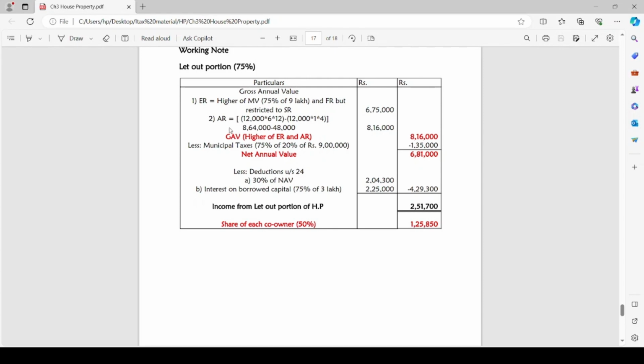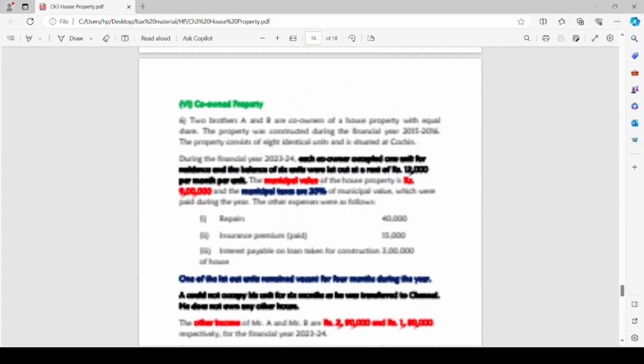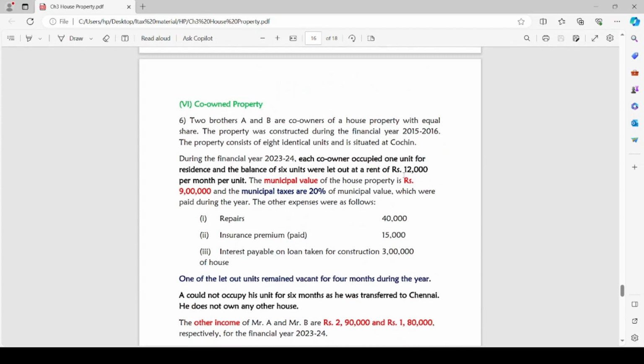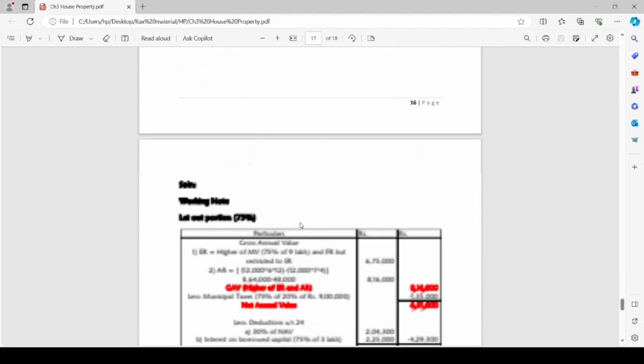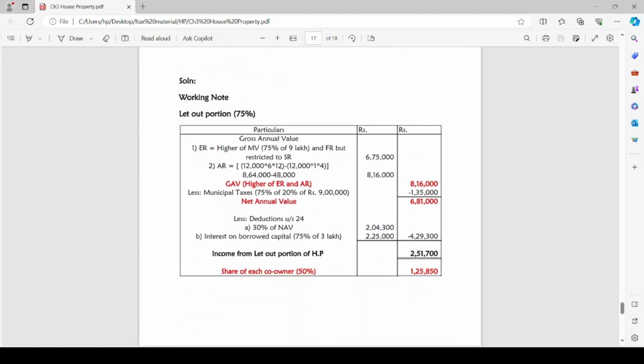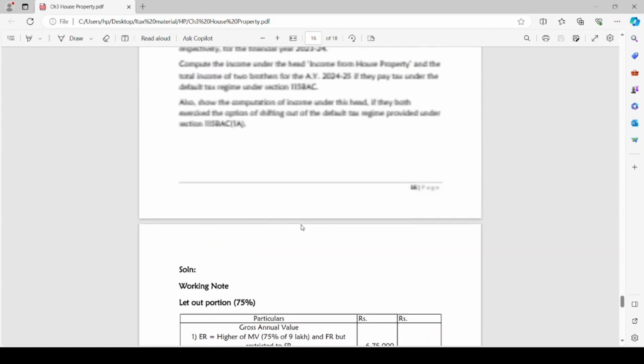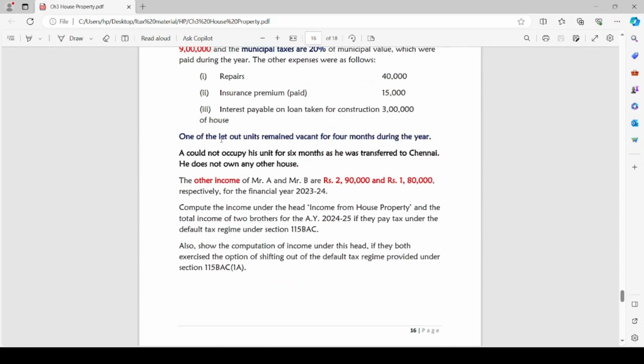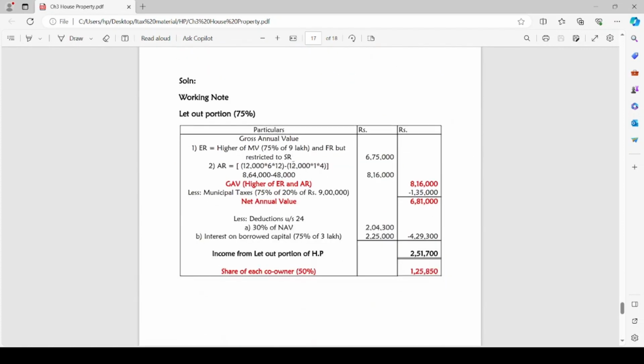Computation of actual rent. Each unit has been let out for a rent of rupees 12,000 per month per unit. So 12,000 into 6 units into 12 months, minus the unrealized rent portion. Here it has been mentioned that one of the let out units remained vacant for 4 months during the year. So 12,000 is the rental value of one unit, and for 4 months it has been left vacant. So 12,000 into 6 units into 12 months, minus rupees 12,000 into 1 unit into 4 months.